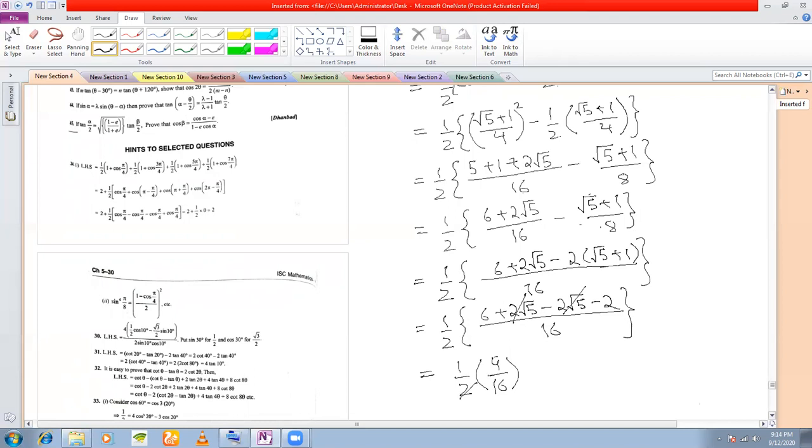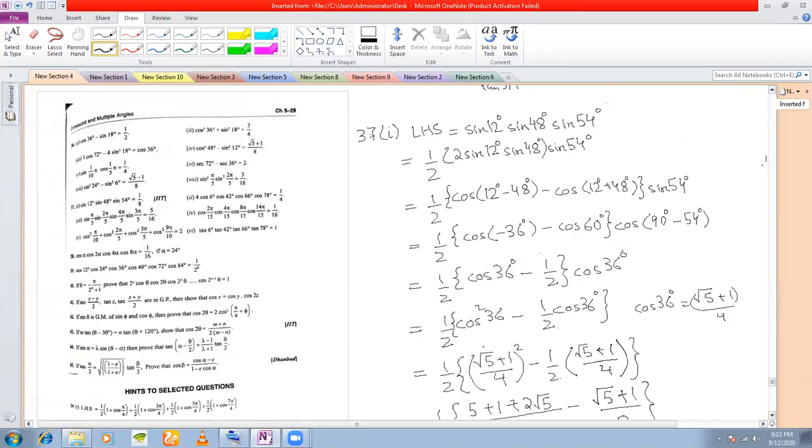Which now is 1 by 8, which is equal to your right hand side. Okay, so this finishes this sum.